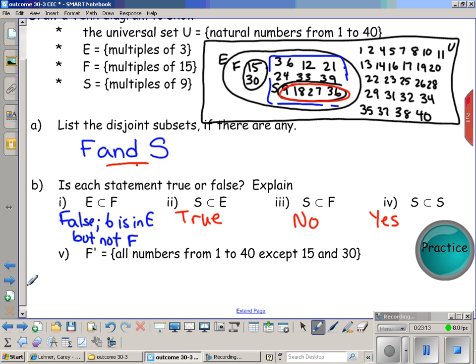Is the complement of F all numbers from 1 to 40 except 15 and 30? So what is F? F is the set that contains 15 and 30. So what's our universal set? It's all the numbers from 1 to 40. Remember, the complement is every number that is not in that particular set. So in this case, that's a true statement. F is the elements 15 and 30. The universal set are the numbers 1 to 40. So the complement of F is everything from 1 to 40 except 15 and 30.